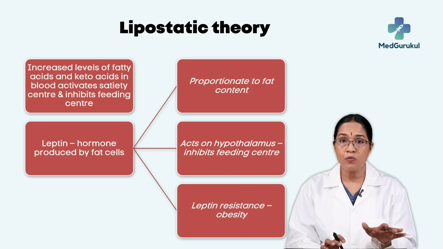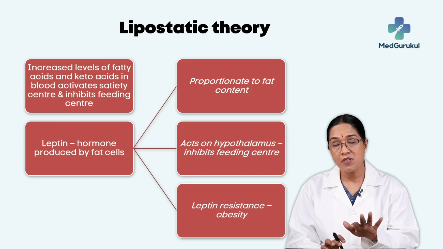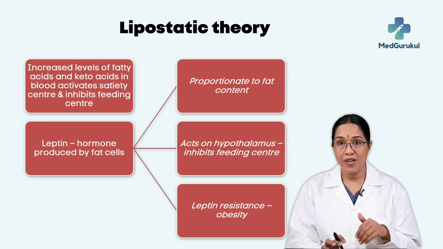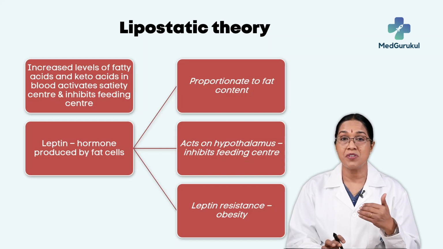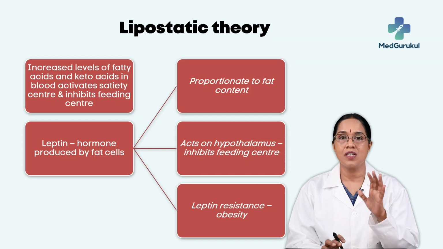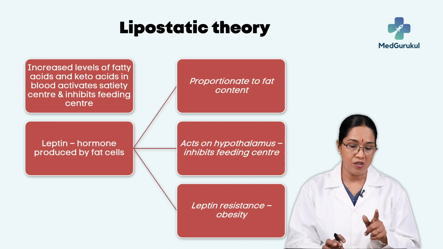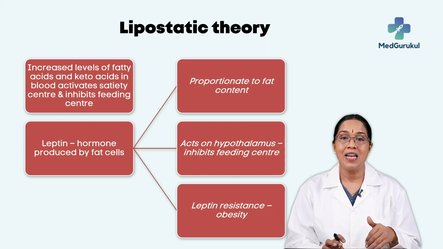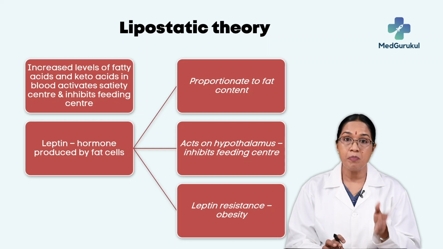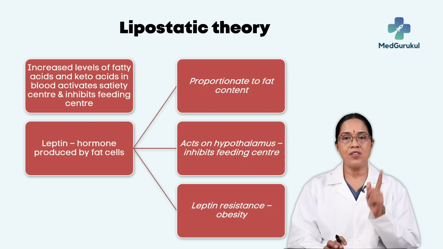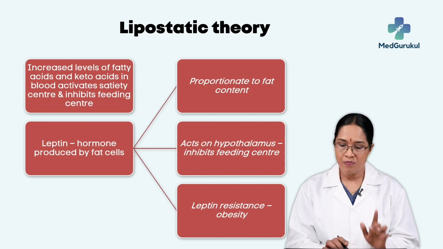And this leptin, what will it do? It will act on the hypothalamus, where it will start inhibiting the feeding center. And whenever the hypothalamus has a leptin resistance, it results in obesity. So this is what you're going to remember about the lipostatic theory: leptin is being released in proportion to the fat content, and it will act on the hypothalamus, inhibiting the feeding center, and a resistance to leptin will result in obesity.